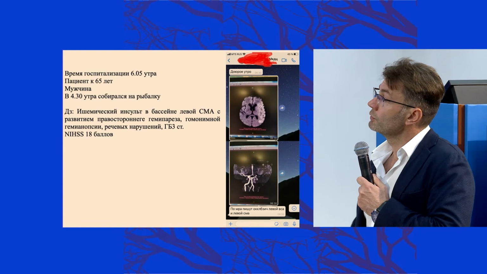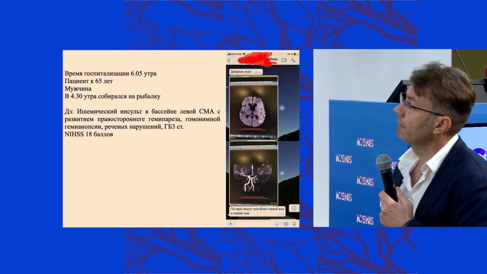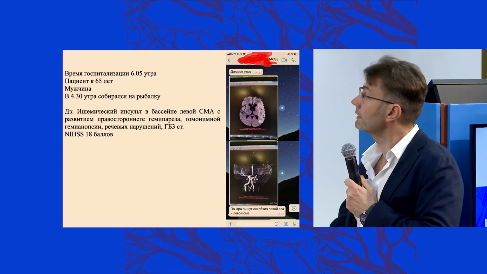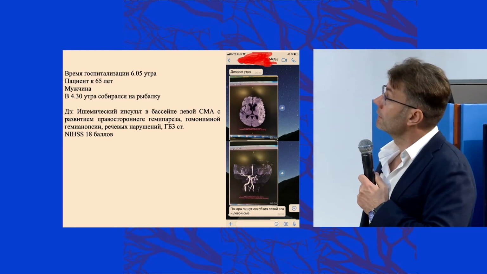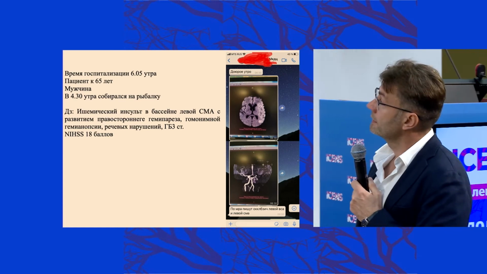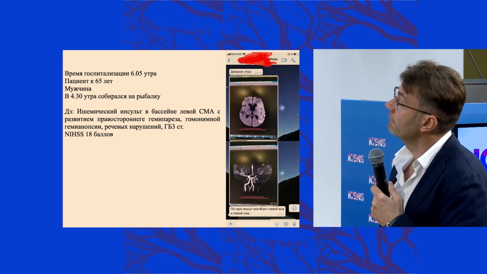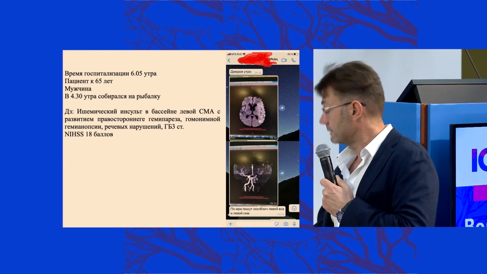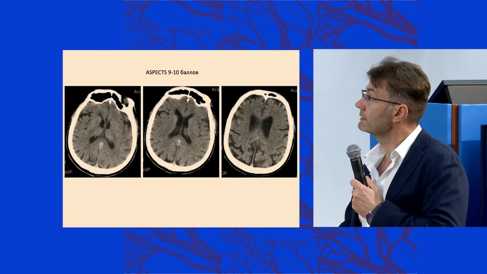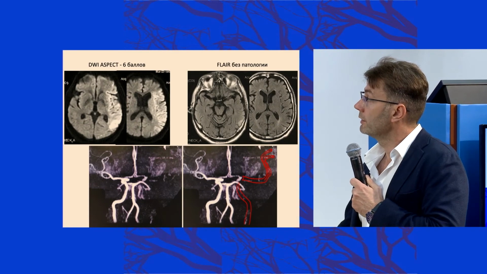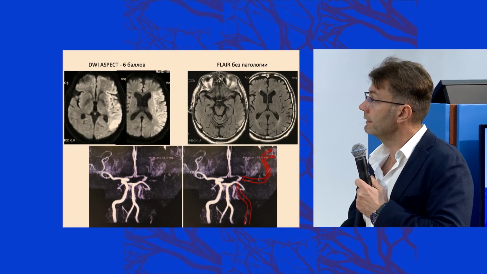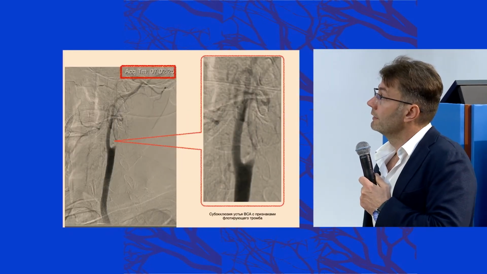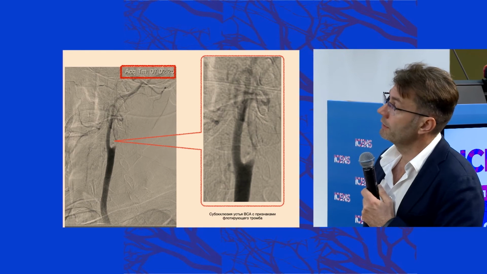12 hours later, CT. Another male patient, he was preparing to go fishing early in the morning, and then the incident happened. Here are the screenshots from our chat, and neurologists sent us a message at 6 o'clock that this is the patient, let's do it. We do not have any signs of ischemia on CT. MRI shows occlusions of ICA and one segment of MCA.